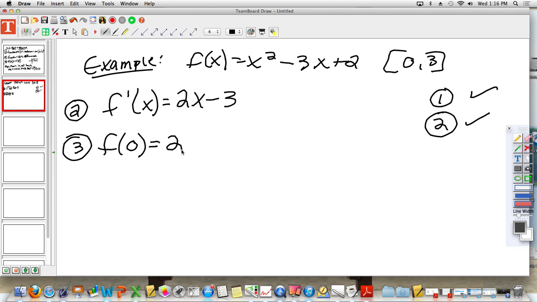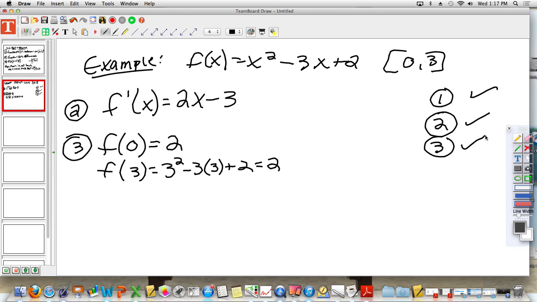All right. We also need to check 3. Does it work? I'm going to do the math here really quickly. We have 3 squared minus 3 times 3 plus 2. Well, 3 squared is 9, minus 9, plus 2 is 2. So does f of a equal f of b? Yes. Okay, so the third issue exists.